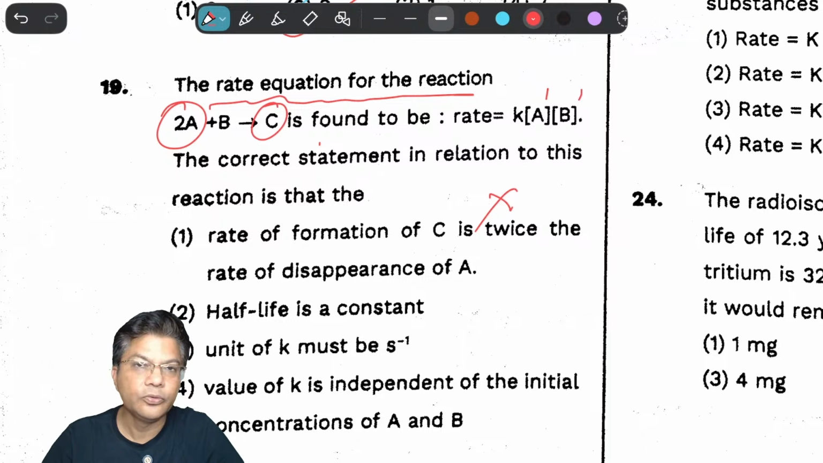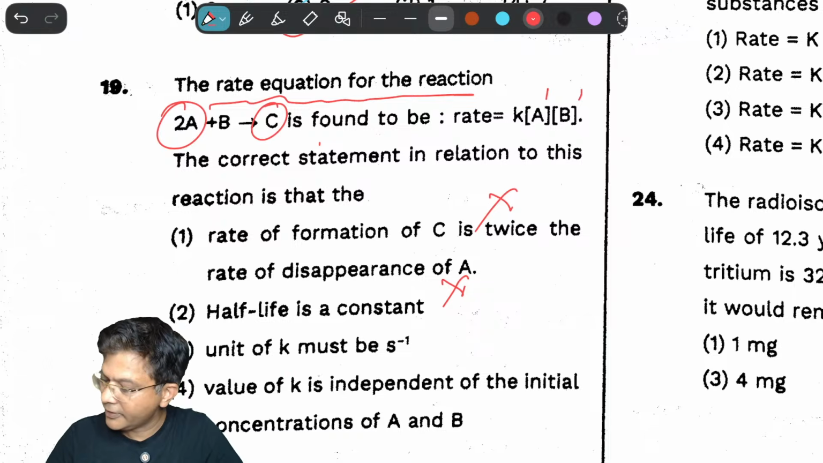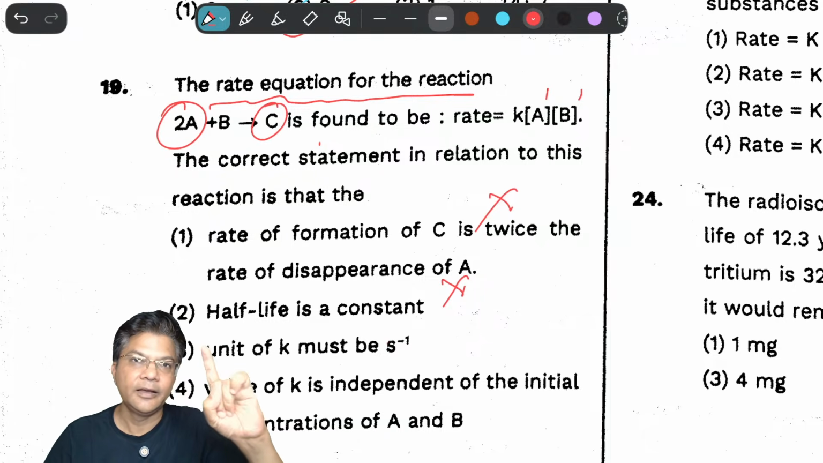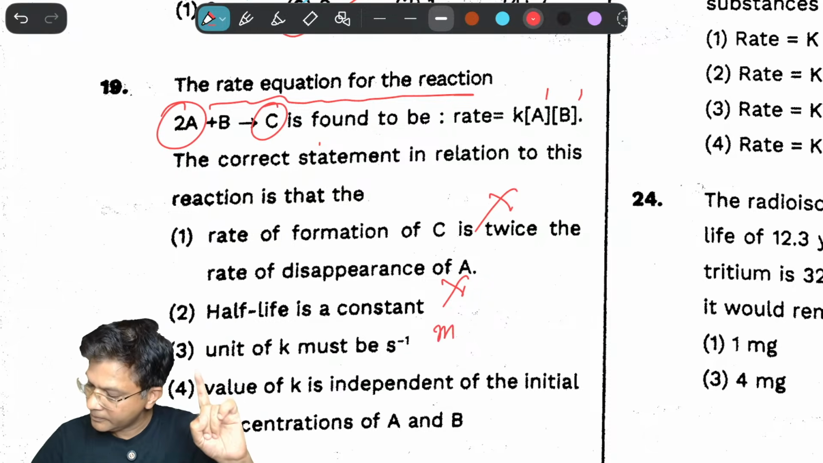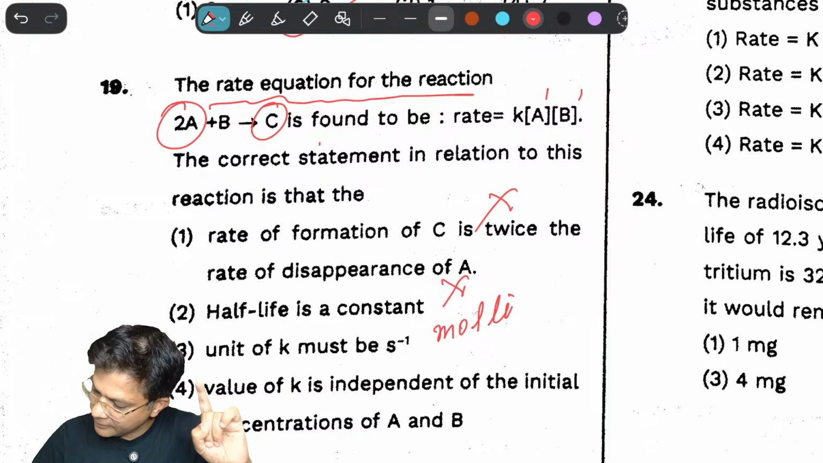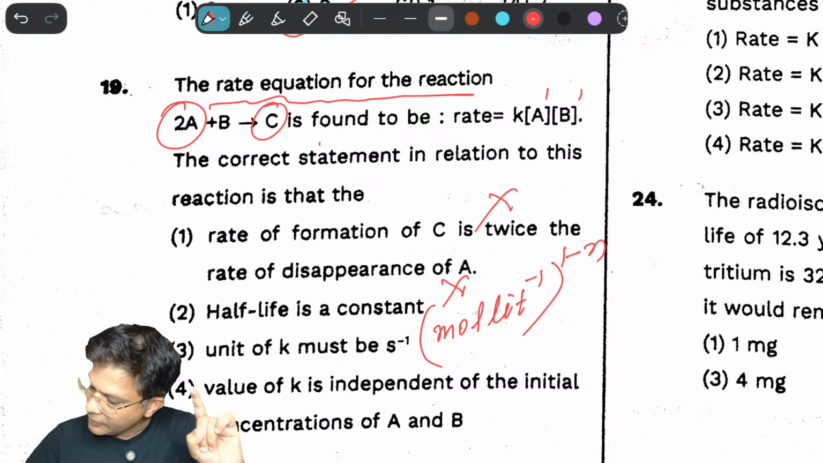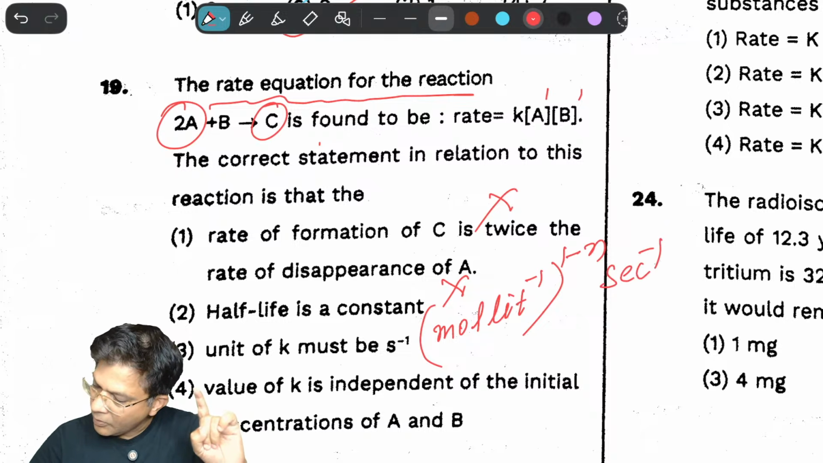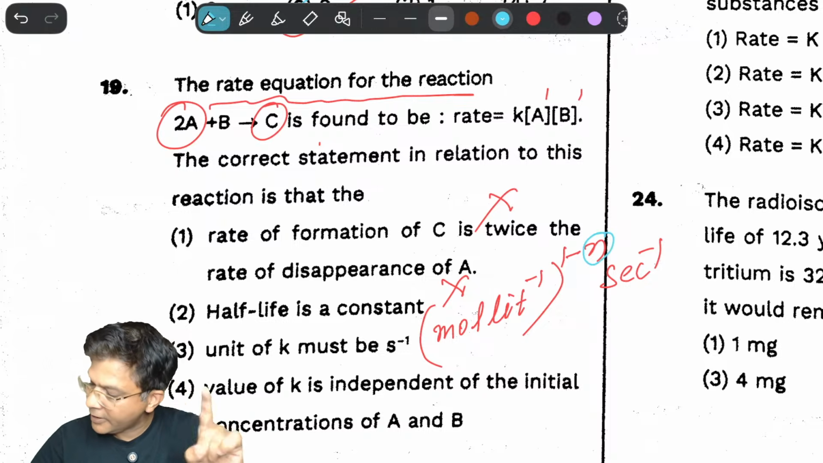The order is 2. Half life is constant. How can it be constant when the order is 2? Unit of K must be second inverse. How can the unit of K be second inverse? I have told you the unit of K second inverse is for first order reaction, because I have given you moles per liter to the power 1 minus n second inverse. This can come if you keep n as 1, so this will vanish. So this is also wrong.